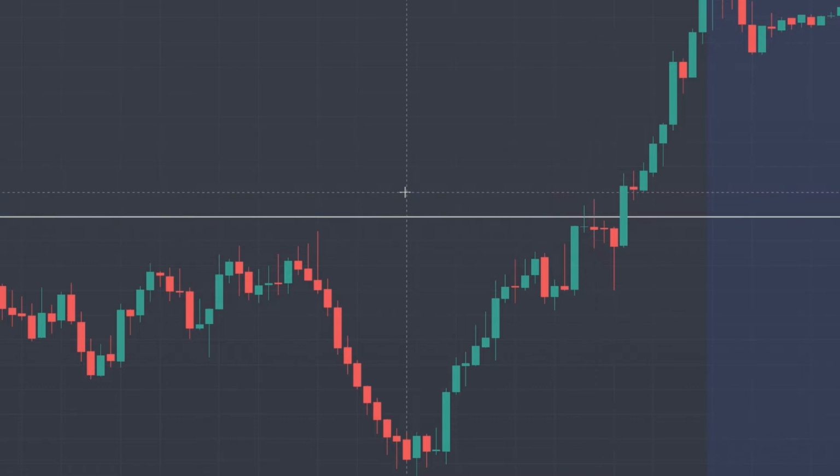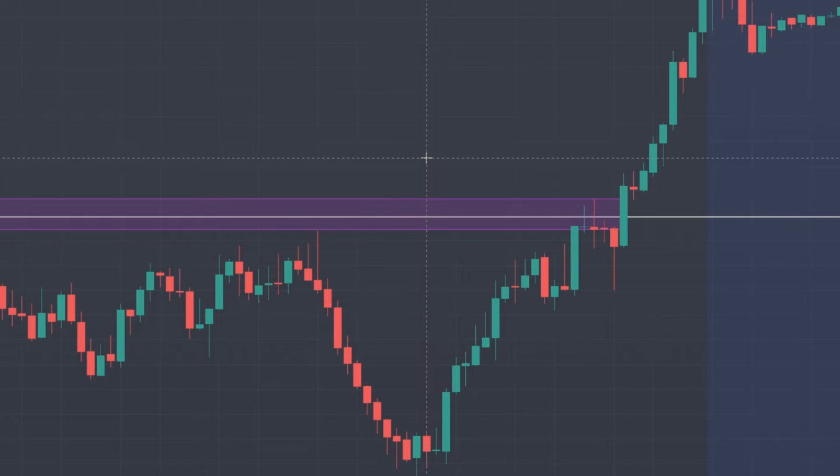What does that mean? Well, in a previous lesson, I did mention that horizontal support and resistance lines should not be taken as lines alone, and instead should be taken as regions. Once you identify it as a region rather than a line, everything starts to make more sense.